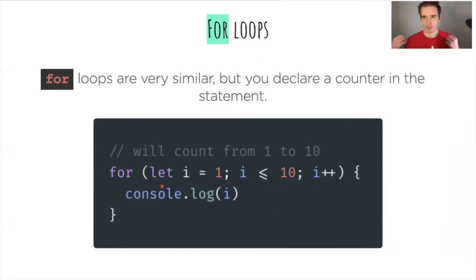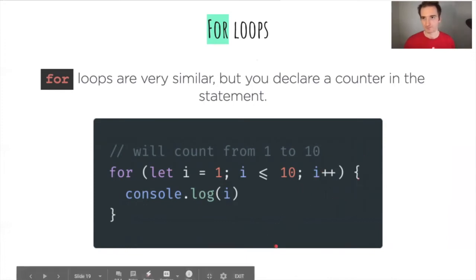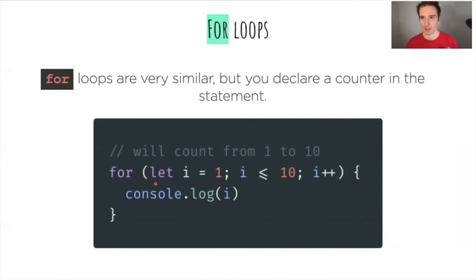We're checking some condition, and if that condition is true, then we're running some code. The deal with a for loop in pretty much every programming language, also in JavaScript, is that we have sort of 3 parts to it.